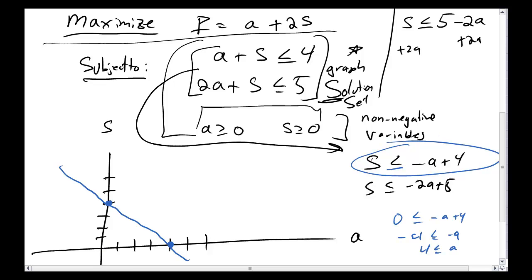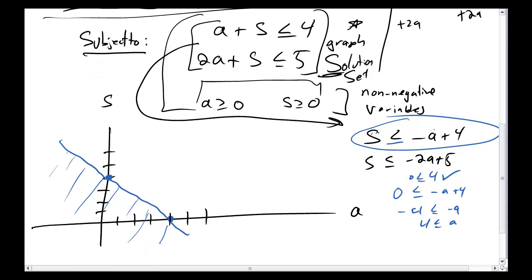I can plug in test points. When in doubt, plug in the test point 0, 0. If I plug in 0 here and 0 here, I get the true statement that 0 is less than or equal to 4, which is true, so I know I'm shading this side of my graph. I'm going to do that shading very, very lightly. I'm about to get a more specific piece of information out of it. Next, I talk about this one. Now I've got the y-intercept at 5.